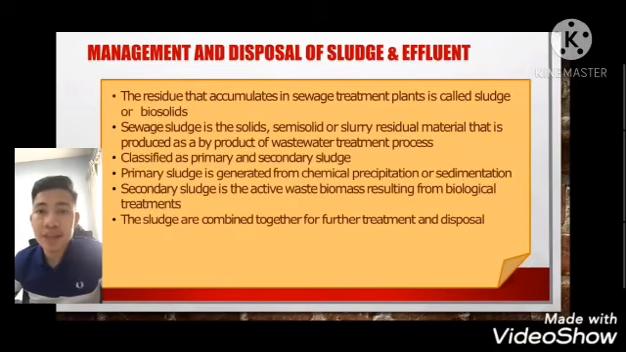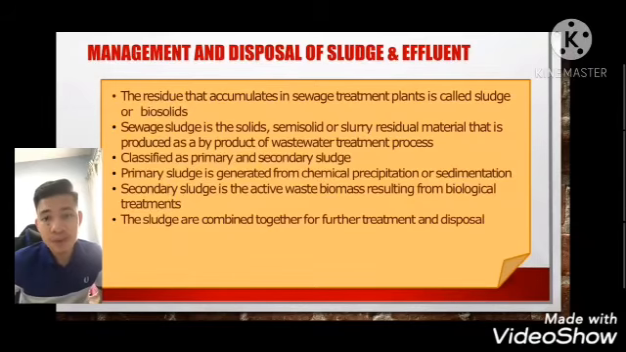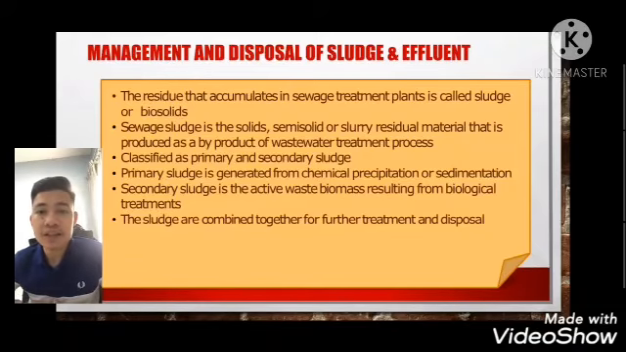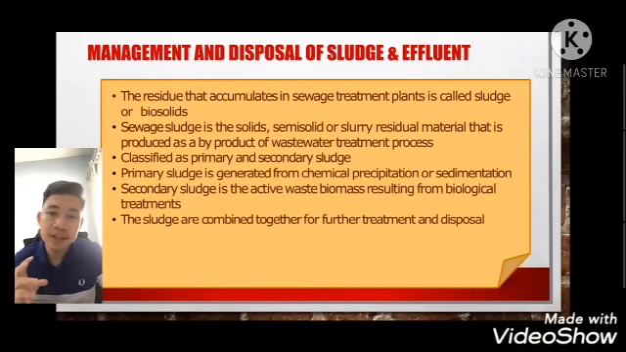It is classified as primary and secondary sludge. Primary sludge is generated from chemical precipitation or sedimentation. Secondary sludge is the active waste biomass resulting from biological treatments. And the last one, the sludges are combined together for further treatment and disposal.